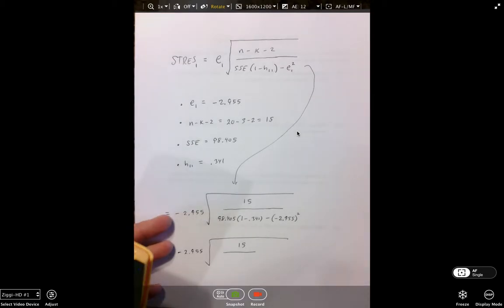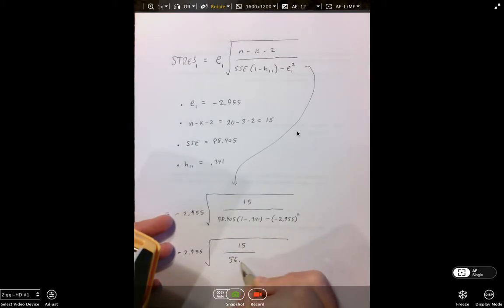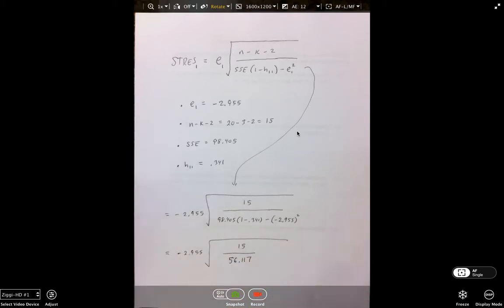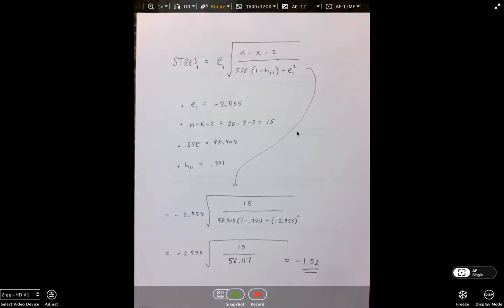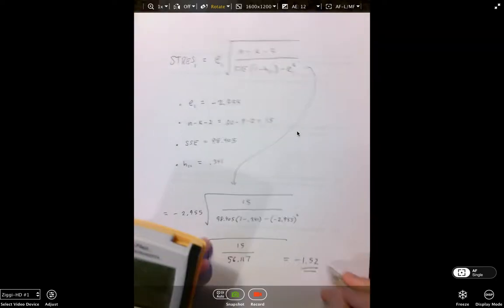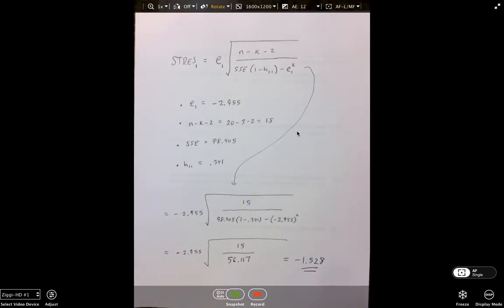So it looks like in the denominator we get 56.117. All right, so I'm going to take negative 2.955. I wish I could show this on the calculator, but I think you guys can handle this. So if I don't have any typos at all, I get a standardized residual of negative 5.528. Okay?